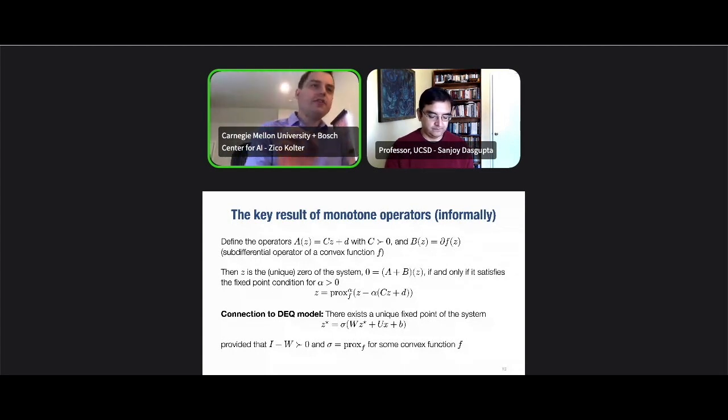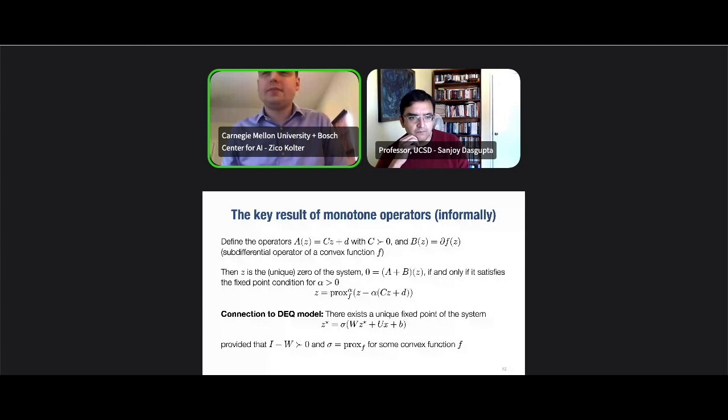Then it turns out that z is the unique zero of the system. It's unique because in this case C is strictly positive definite. Zero equals the sum of these two operators applied to z, if and only if z satisfies a fixed point condition. The fixed point condition is that z has to equal the prox operator applied to z minus some step size alpha times (Cz plus d). And at the fixed point, at least, it will satisfy that for any alpha.